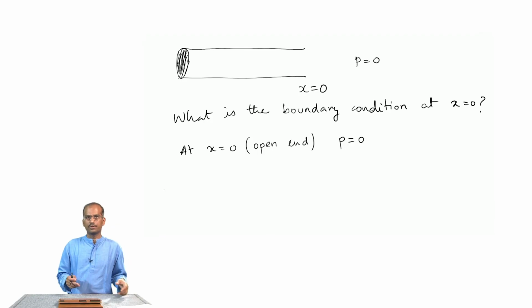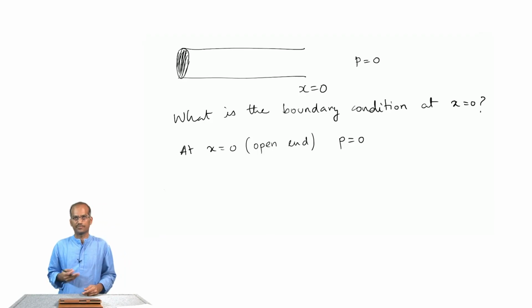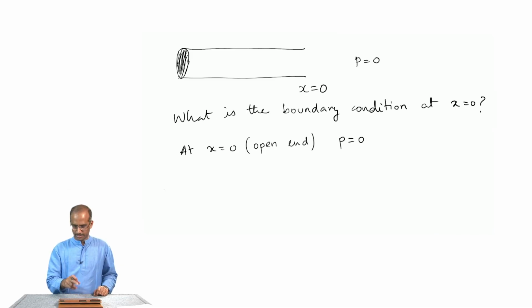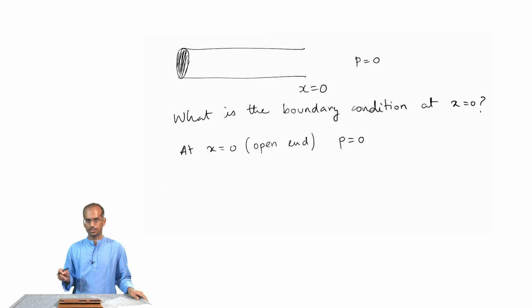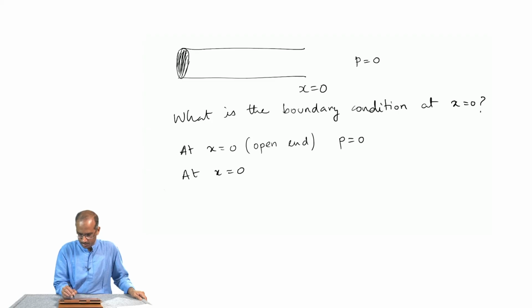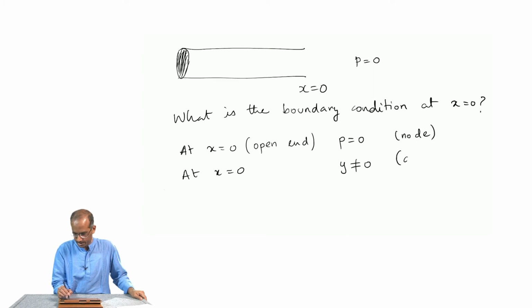If p is equal to 0, it implies that it is a node as far as p is concerned, but because there is a phase relationship between p and y, this would also imply that if x equal to 0, in this case the open end corresponds to a node for pressure, it has to correspond to an anti-node as far as displacement is concerned. So, which means that at x equal to 0, y should not be equal to 0. So, it will be an anti-node. So, if it is a node, this would be an anti-node.